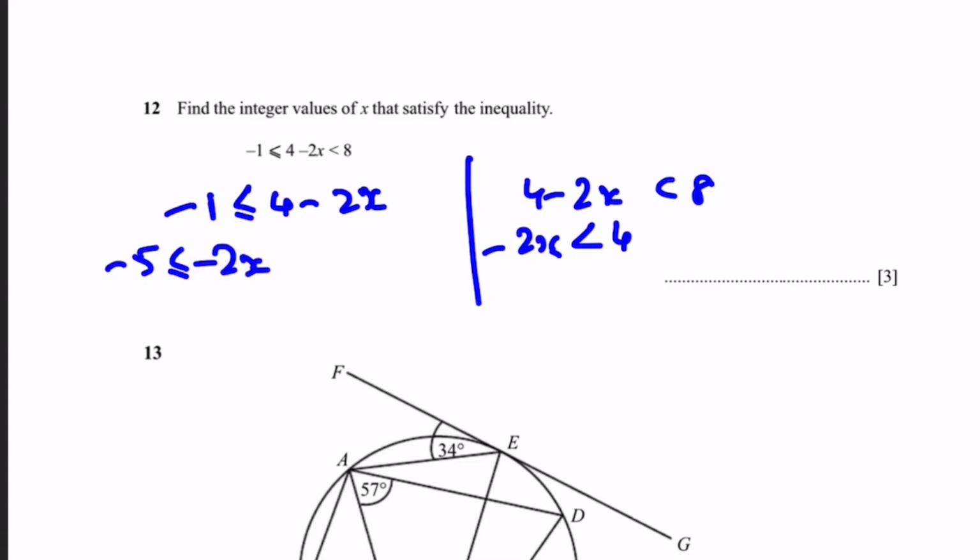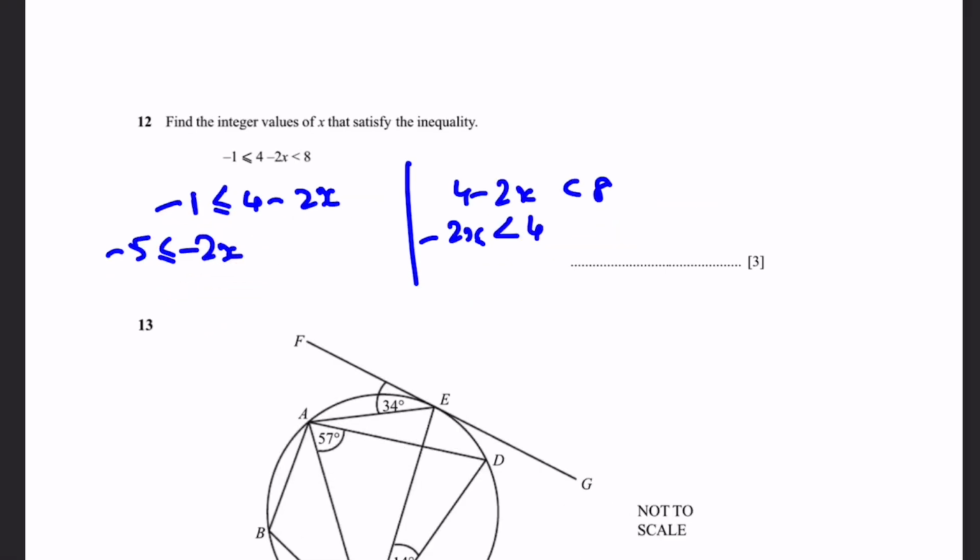Every time we divide by a negative number in inequality solving, we have to flip the sign. No matter if it's less than or equal to, now it becomes greater than or equal to. If it's less than, it becomes greater than. So minus 5 by minus 2, which is 5 by 2, is actually greater than or equal to x. And the next one is over here, minus 2x less than 4. So in a similar way, x is greater than 4 by minus 2, or negative 2.